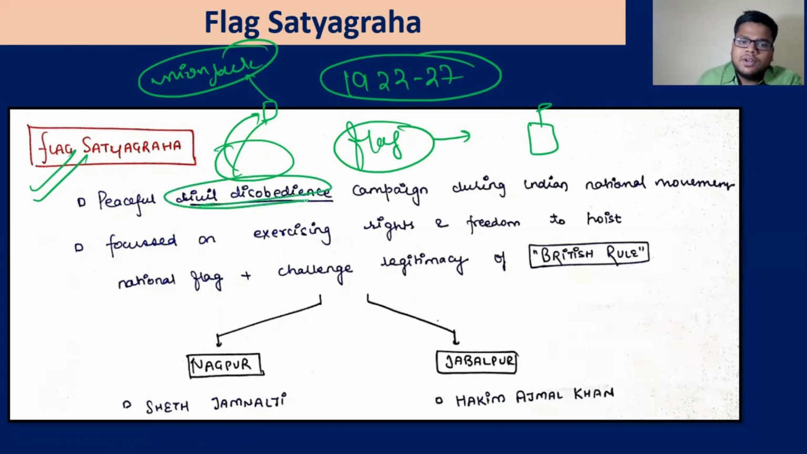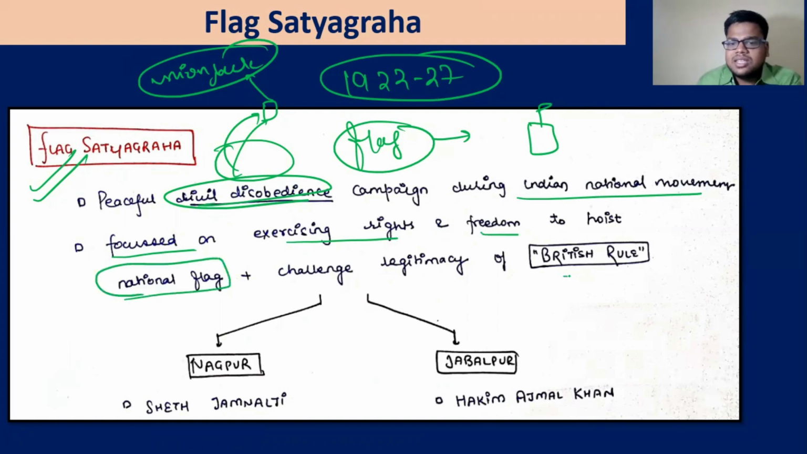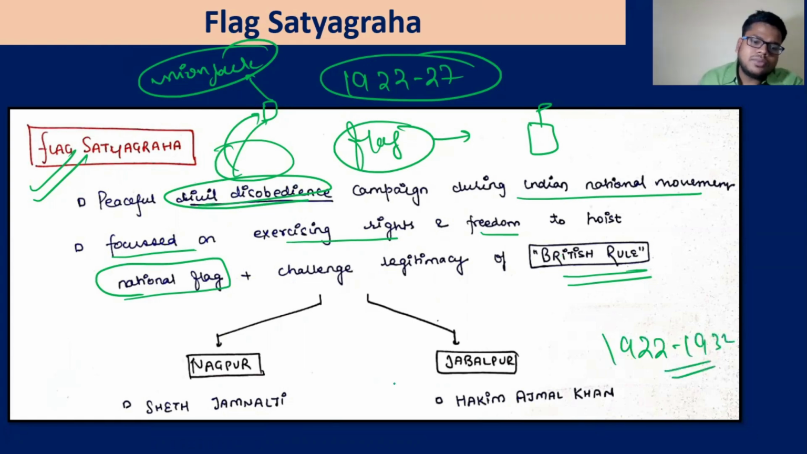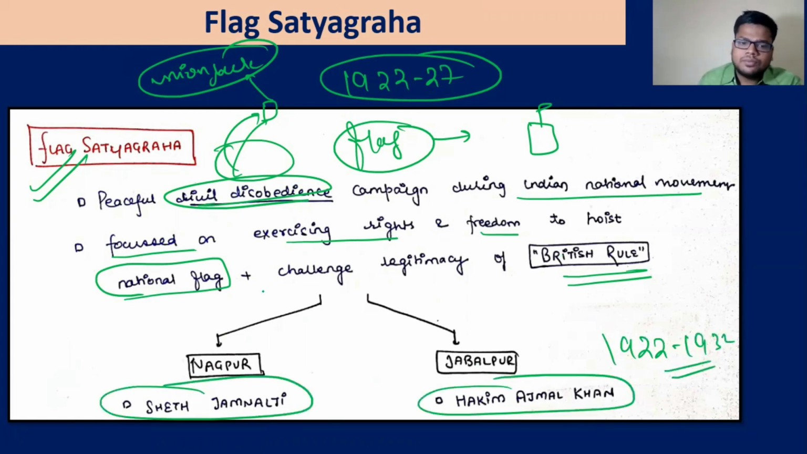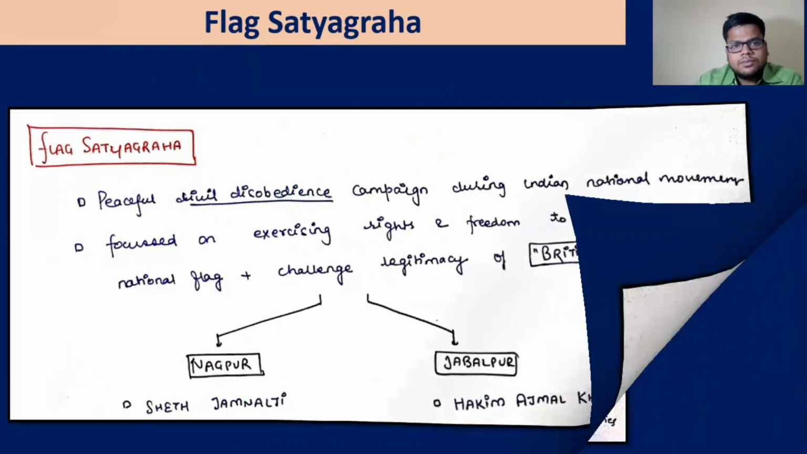So it was a peaceful civil disobedience campaign during the Indian movement, focused on exercising the right and freedom to hoist the national flag and challenging the legitimacy of British rule. Mainly it was being done in Nagpur and Jabalpur in 1922 and 23. The leaders were Seth Jamnalal and Hakim Ajmal Khan. So this is the flag Satyagraha. Later on in the Quit India movement, we'll also see a similar flag Satyagraha being done.